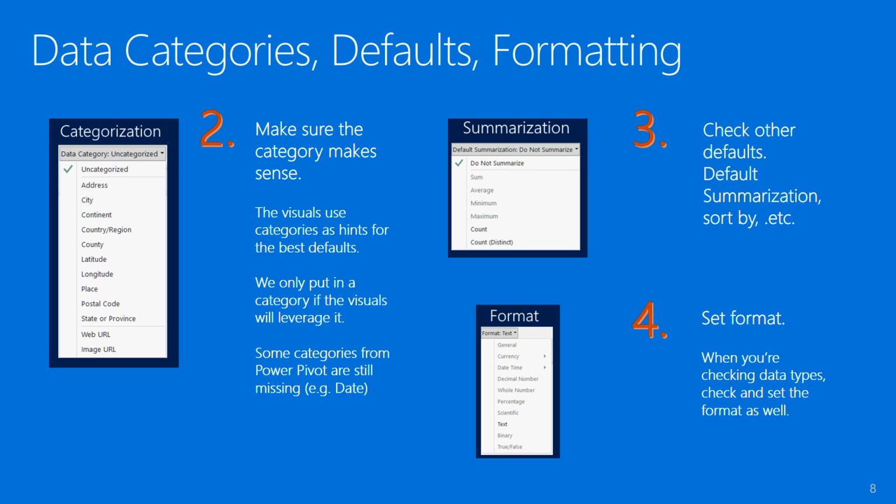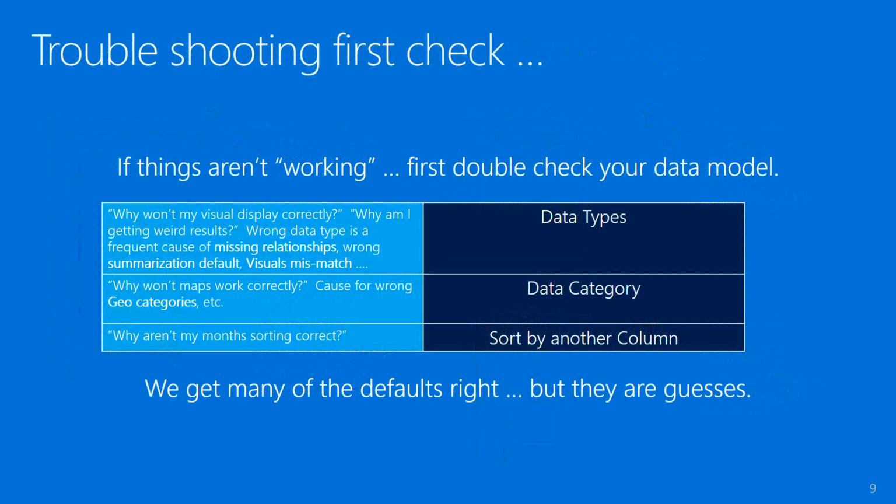You might want to check as well the defaults for things like summarization or sort by another column. If you look in the field list and you don't see the little sigma there, we won't by default use it as your x-axis or as a value field. So you can change that. You can change how it's summarized by default as well, and set the format. So if you do those things, a lot of stuff will just kind of work for free.